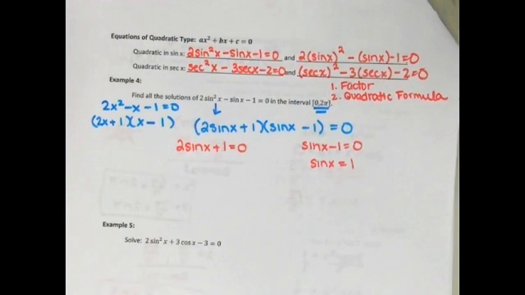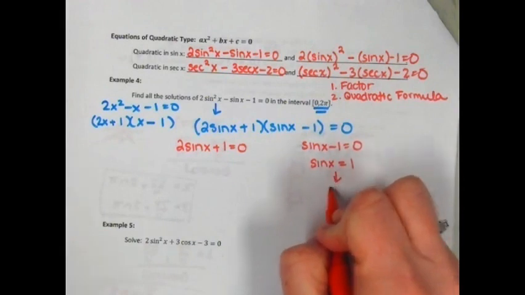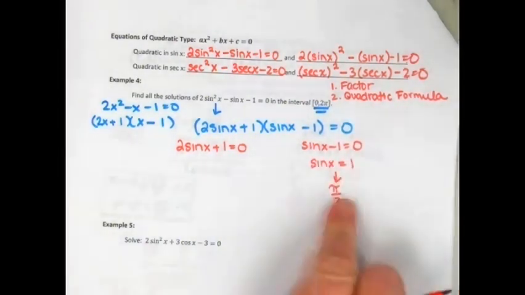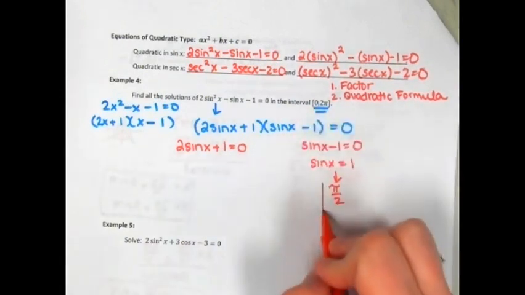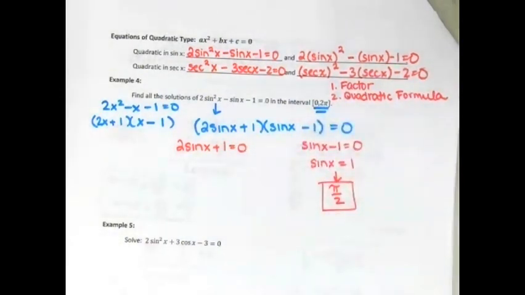So we know that's going to be on an axis, right? And sine is always the y coordinate. So when is your y coordinate equal to 1? Pi over 2. Is pi over 2 between the interval of 0 and 2 pi? Yes. So this would be one of my solutions.